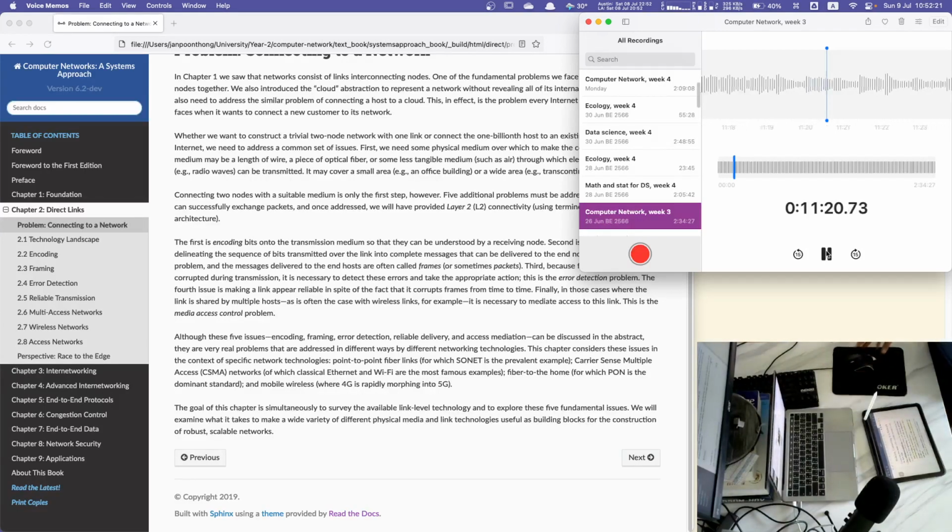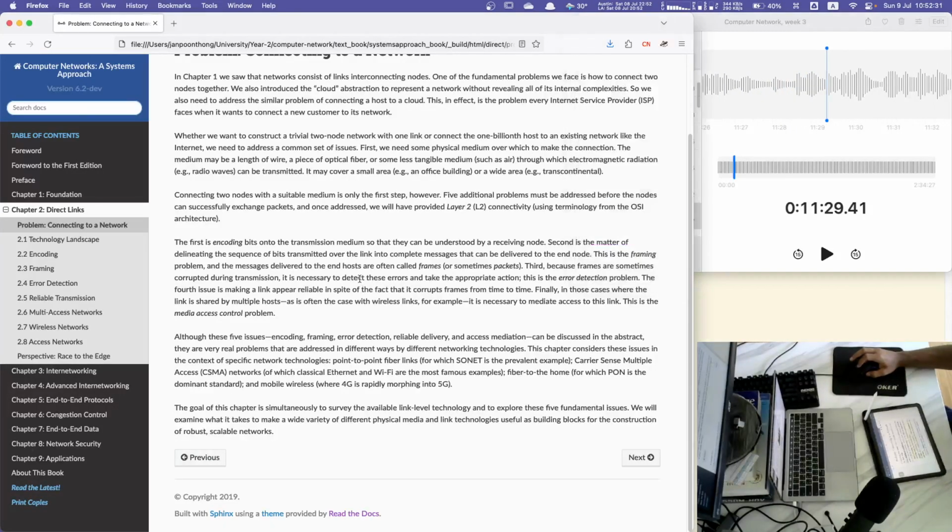Become free, then it becomes byte. So the reception is the same. We use the word data packet here. The first is encoding bits into transmitting bits so that they can be understood by the receiving node.